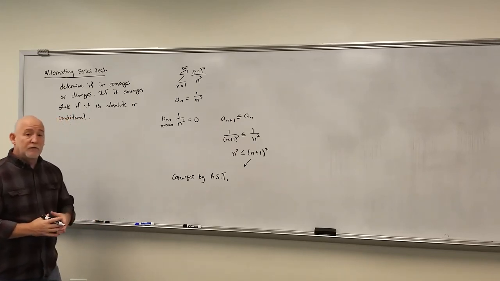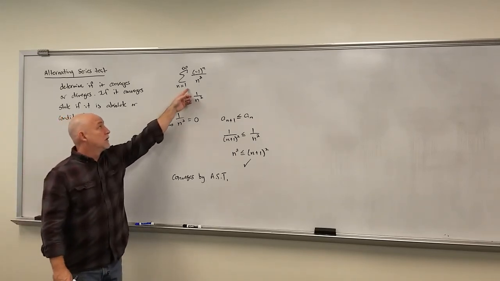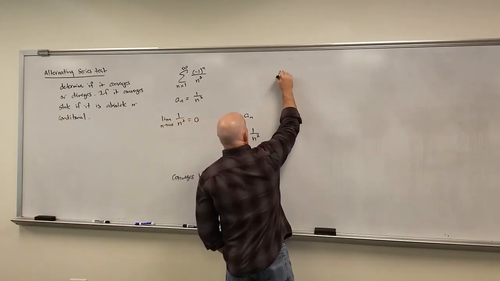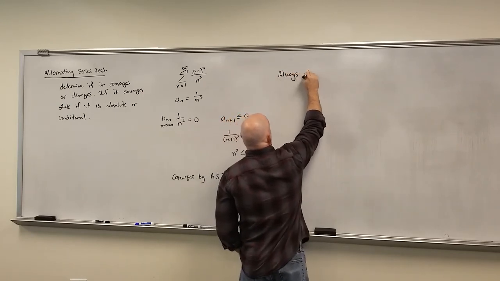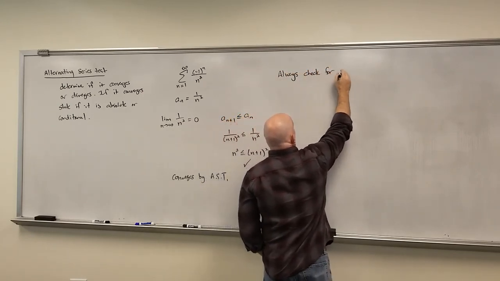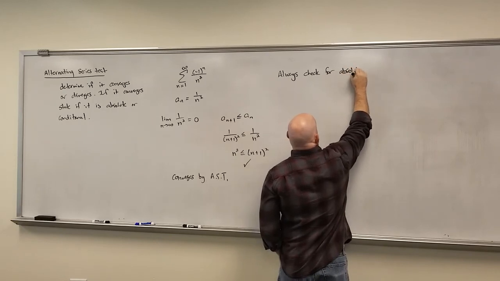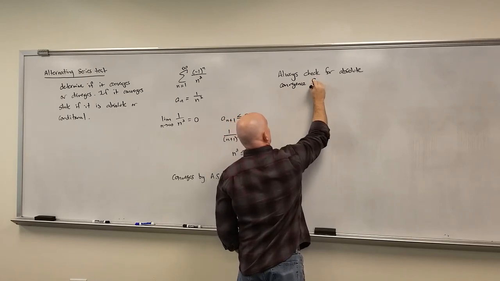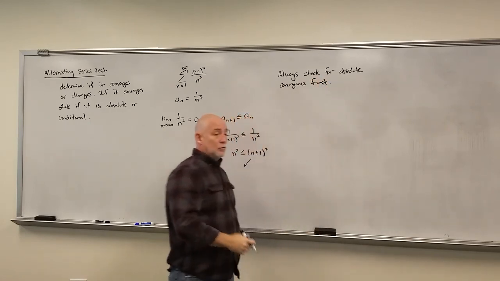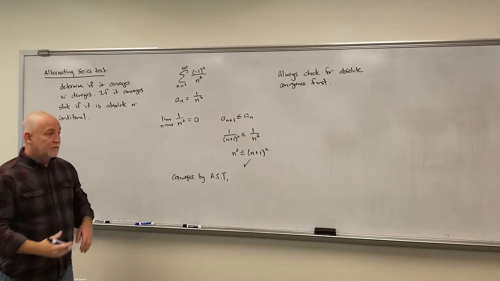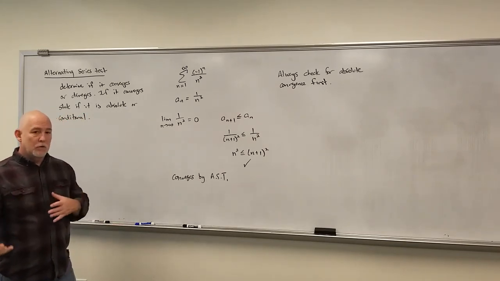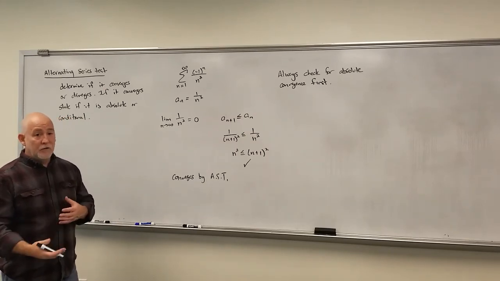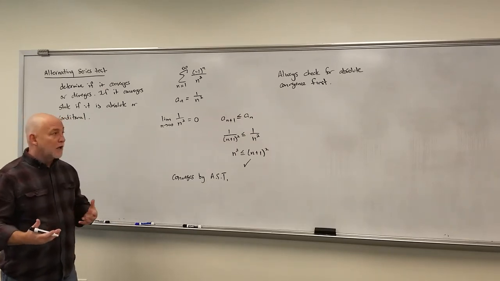Now, what I would suggest is anytime you see an alternating series, always do this first. Always check for absolute convergence first, because if it's absolutely convergent, that's actually more convergent than conditionally convergent. If it's conditionally convergent, that kind of means it'll converge, but only under certain conditions.